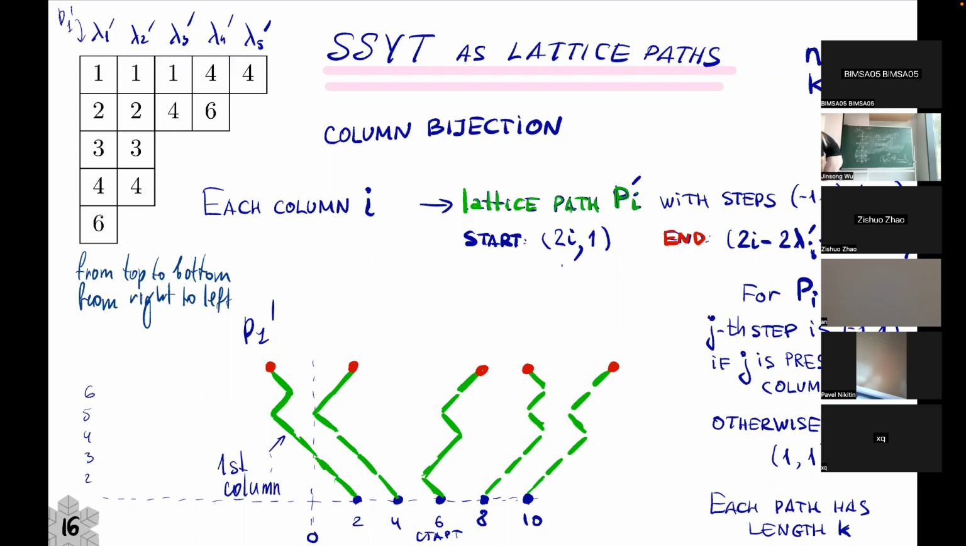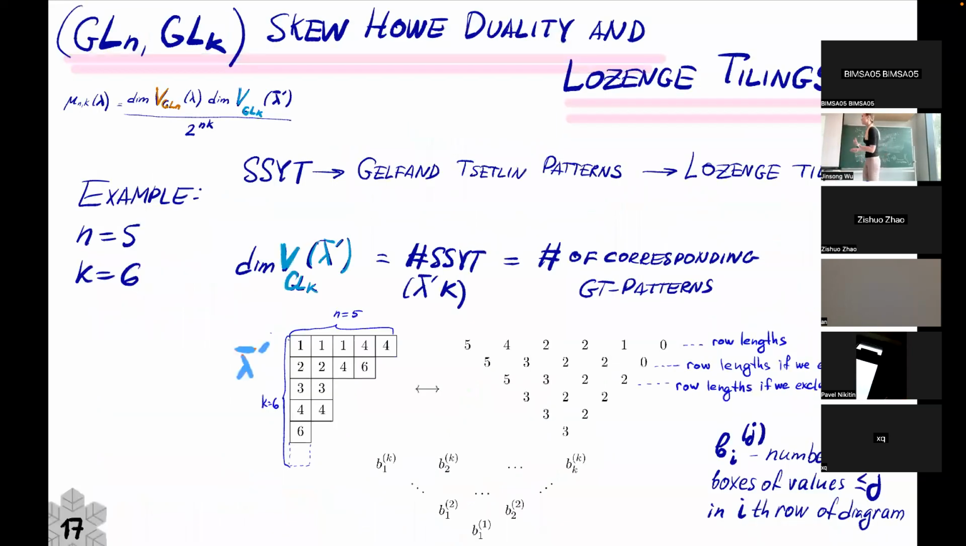This is written from top to bottom and from left to right. With this bijection, we have the following subset of the paths on the lattice. So that was one combinatorial correspondence for GL_n and GL_k. Another one is that we can use the GT patterns or the lozenge tilings.